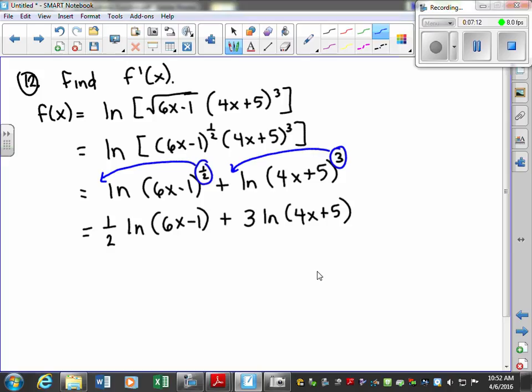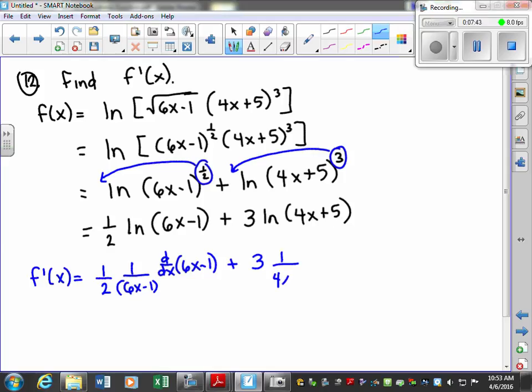So let's say f prime of x is going to be, I'm just going to bring this 1/2 out front. And now let's take the derivative of this term. So that's just going to be 1 over 6x minus 1 times the derivative of what's in the parenthesis, right? And then we'll do the same thing over here. We'll pull our 3 out front, and now we're going to take the derivative of the natural log of 1 over 4x plus 5 times the derivative of what's in that parenthesis.